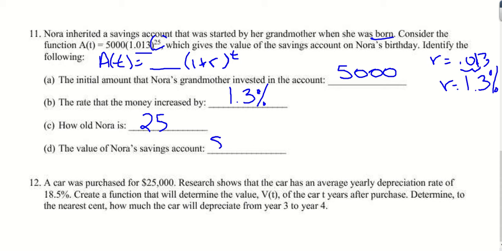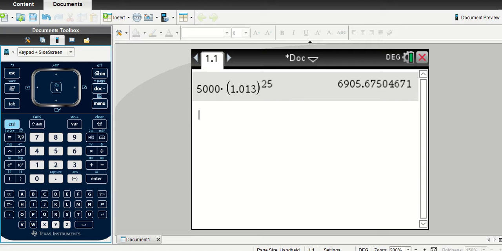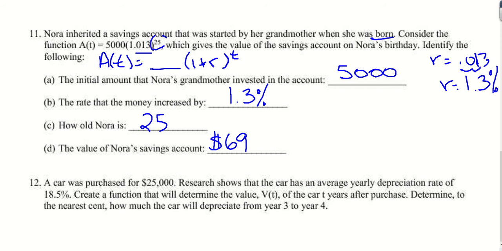Remember, it's money, it's going to round to the nearest cent unless it says otherwise, and it doesn't. So, dollars, $6,905, decimal point, and then we have 68 cents. So be careful that it doesn't say round to the nearest cent or nearest dollar or $10. Just make sure you round accordingly there.